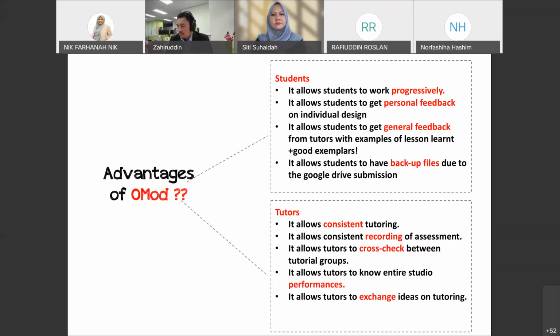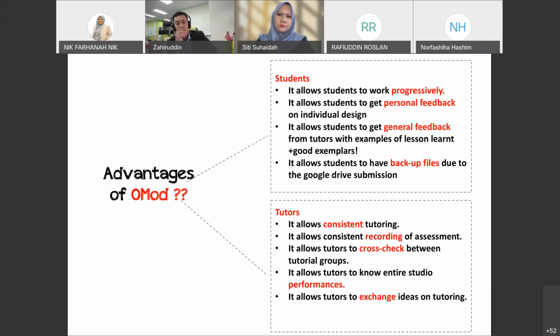Also, the best part about ODL is that you have backup files for the students. There were cases when they had issues with their laptop or lost the file, so we have a backup. It happened last semester. So I actually had that, and they can reuse it for the actual crit session.